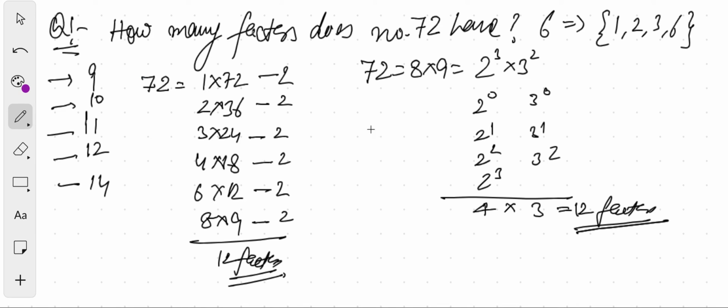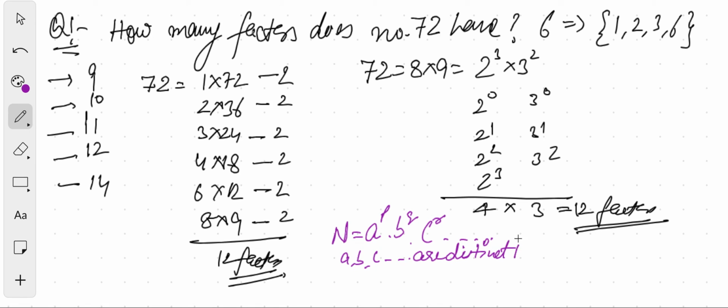In order to formulate it, the first thing we need to do is prime factorize the number. If we have a number n, then we write it in the form of a to the power p multiplied by b to the power q multiplied by c to the power r and so on, where a, b, c, etc. are distinct prime numbers. I'm writing distinct because I don't want anybody to write this 72 as 2 times 3 square times 2 square. That will be a wrong way, because we cannot repeat one prime factor twice in the prime factorization like this. All the powers should be clubbed at one place.